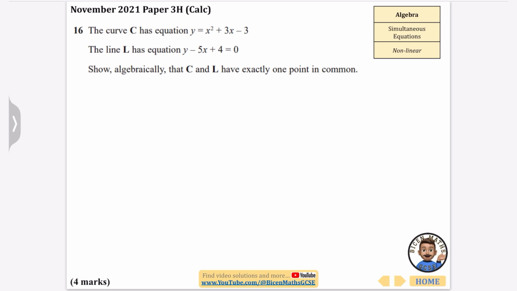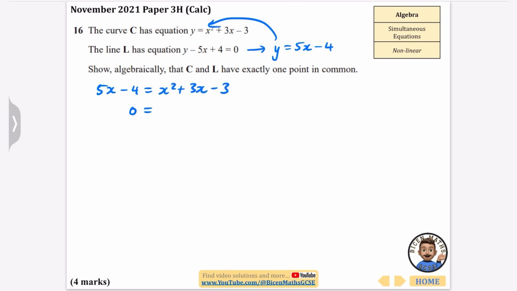Okay, the last one, it says show algebraically they have exactly 1 point in common. So that means solve them simultaneously, and again we're going to do that kind of conclusion statement at the end. So when I rearrange this, y is equal to 5x minus 4. Put the 5x to the other side and the 4 to the other side as well. Then I'm going to take this y and substitute it into that y that we have there. So that 5x minus 4 equals x squared plus 3x minus 3.